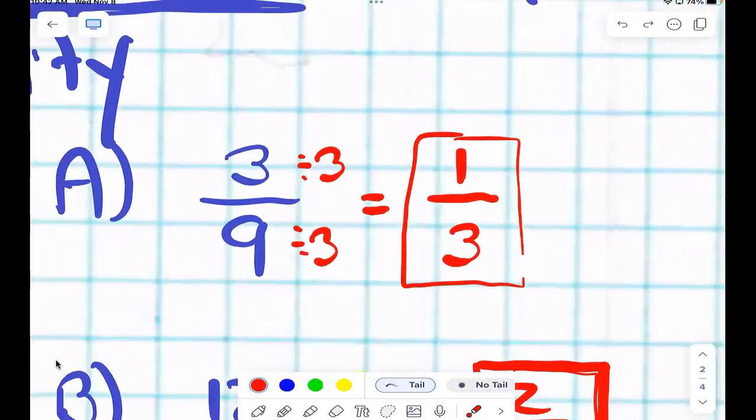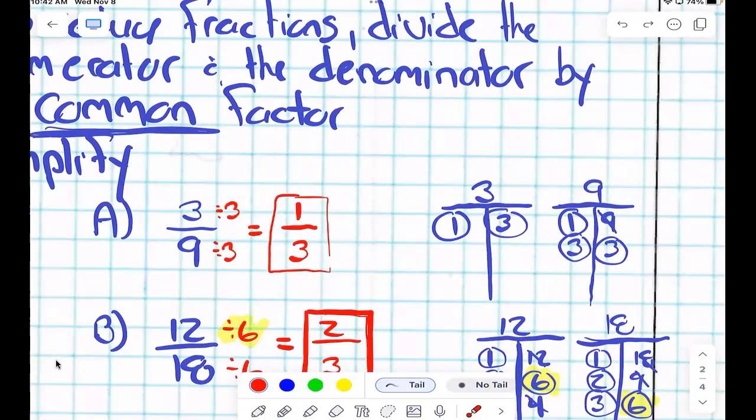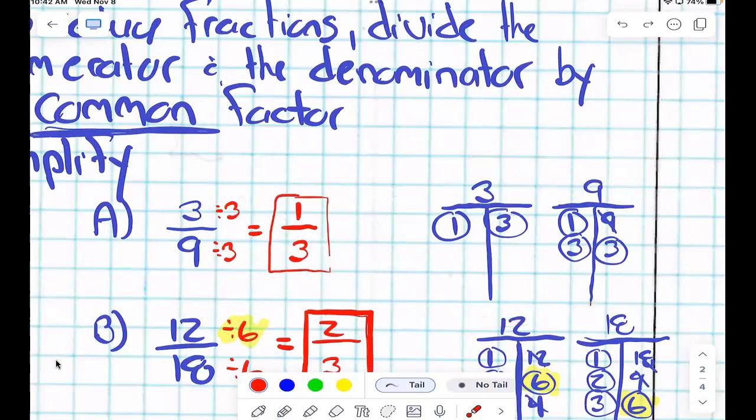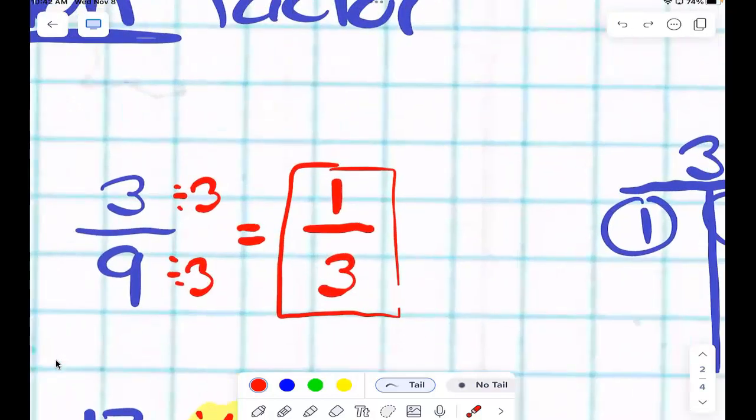All right, let's do this one. 3/9. 3/9 is a fraction, right? Yes. So in order for us to reduce this fraction, we need to find a common factor, yeah? Yes. And we learned that to find common factors, we make these smiley faces, yes? Yes. We found that 3 and 9 have a common factor of 1, but is 1 going to do anything for us? No, going to keep it the same. They also have a common factor of 3, yes? Yes.